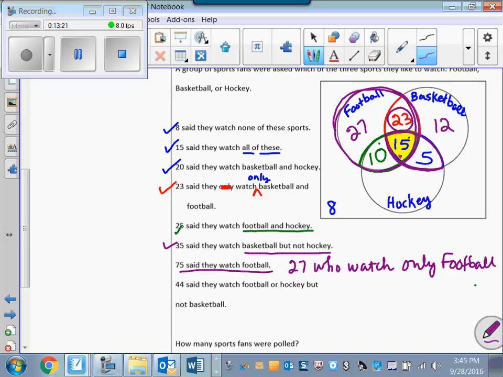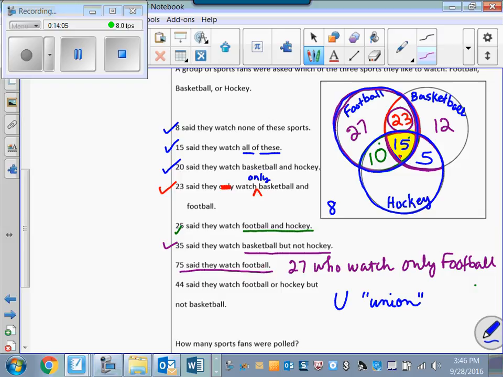Okay, and then finally I have 44 who said they watch football or hockey, but not basketball. So let me see if I can find a good way to highlight that. Football or hockey. Now, you got to know or means union, right? Union. And if I'm looking at a Venn diagram and talking about union, that means the two put together. So football or hockey, I'm going to draw a blue circle around them. Football or hockey would be everything in both of these circles. Football or hockey, but not basketball. And then I got to get rid of the basketball that's contained in those two circles.